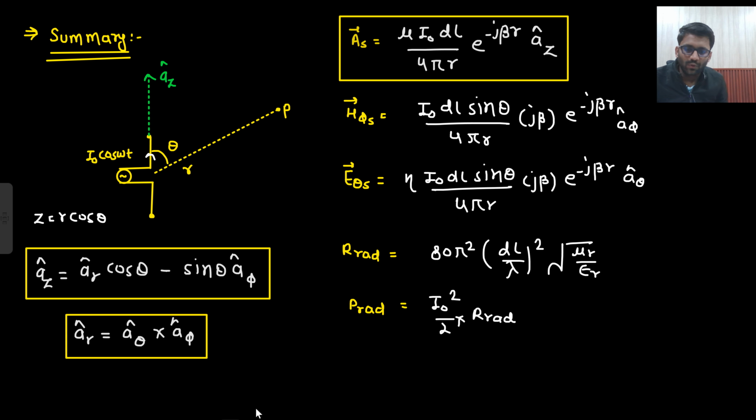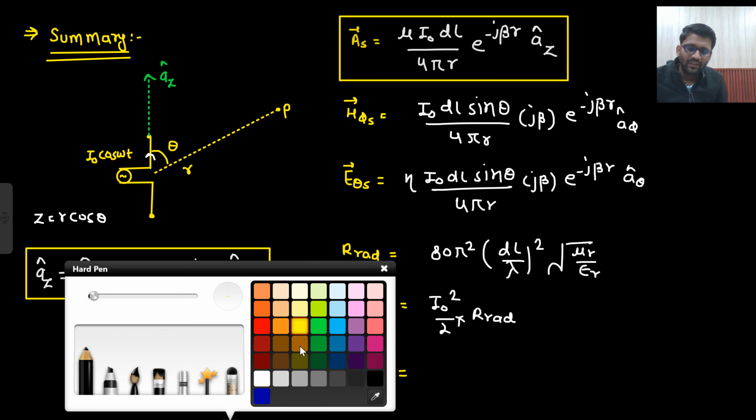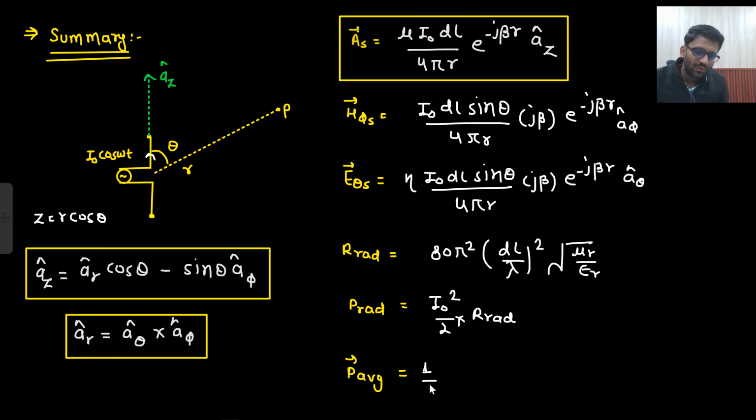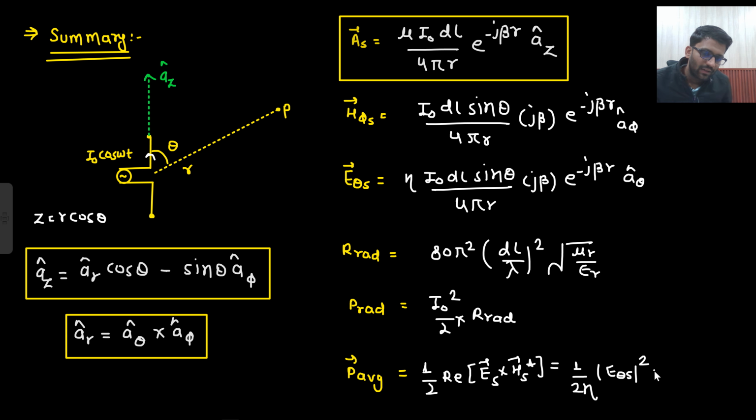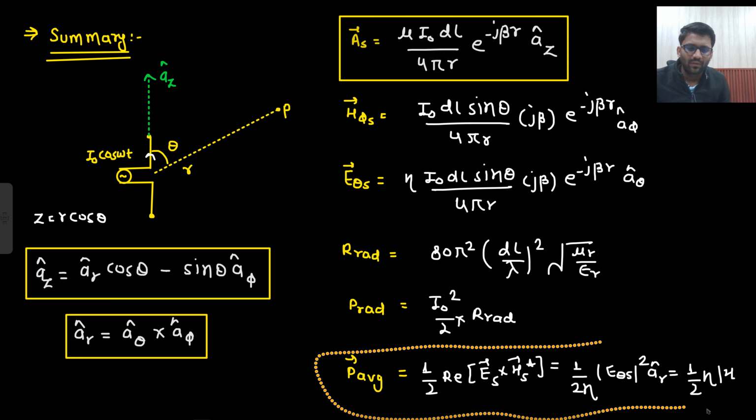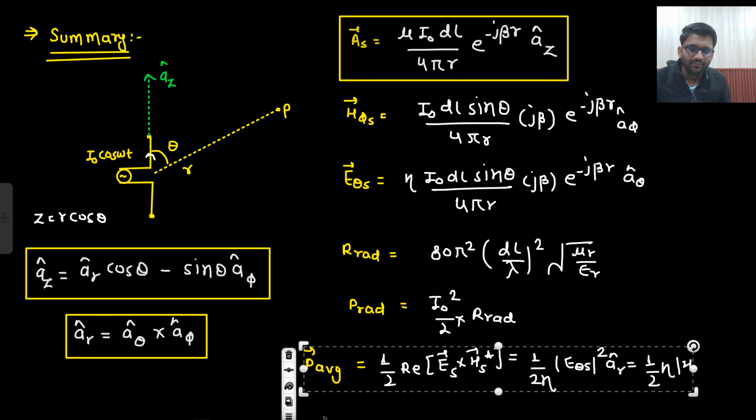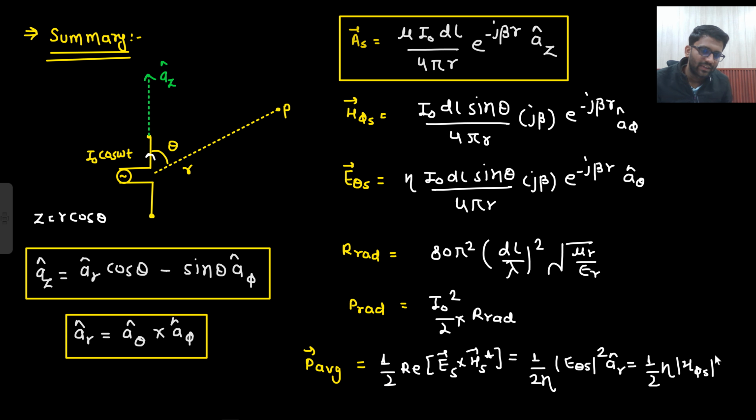And certainly I need to remember my P average as well. But what all things do I need to remember in P average? So if I write down my P average, I just need to remember that it is equal to 1 by 2 real of Es cross Hs conjugate, or it is equal to 1 by 2 eta mod of E theta s square, direction in the direction of radius, or it is equal to 1 by 2 eta mod of H phi s whole square, direction in the direction of radiation.